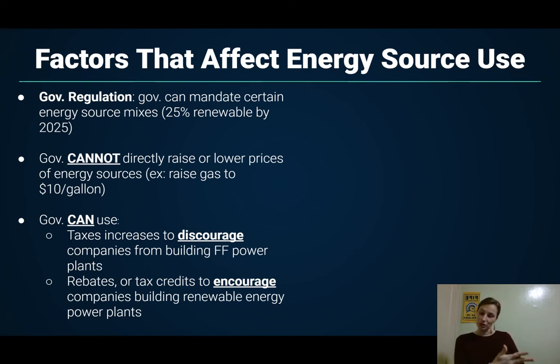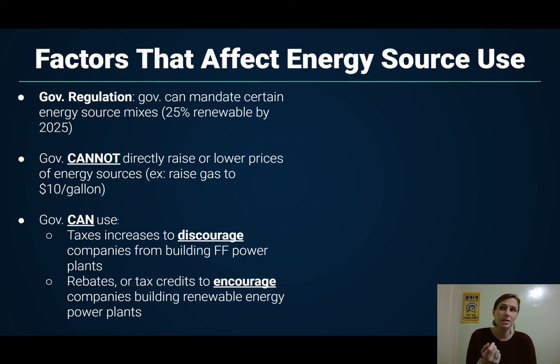Some things that they can do is they can do tax increases to discourage companies from building fossil fuel power plants. So they could impose taxes on new power plants being used and just make it so expensive that it's not really worth it. Or they can give rebates or tax credits to encourage companies building more renewable energy power plants. So maybe you get a tax credit where you get money back on your taxes if you create a plant that is going to be based on more energy efficient things.